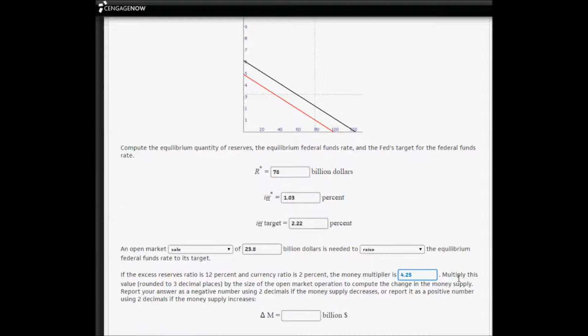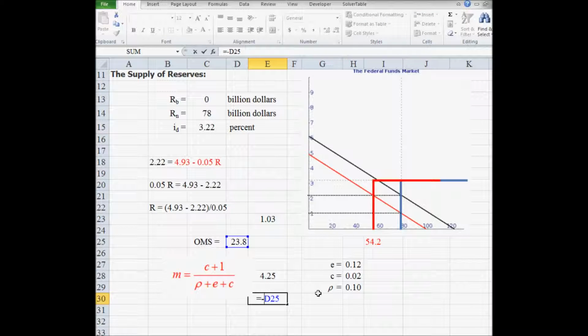When we multiply this value by the open market sale, we get the change in the money supply. If the money supply decreases, we want to report it as a negative number. If it increases, we want to report it as a positive number. Since we had an open market sale, the change in reserves was negative, and we're going to report this number as a negative. The open market sale is 23.8 billion, but that represents a decrease in reserves. So we're going to multiply a negative 23.8 times the money multiplier. And we had a change in the money supply of negative $101.15 billion.